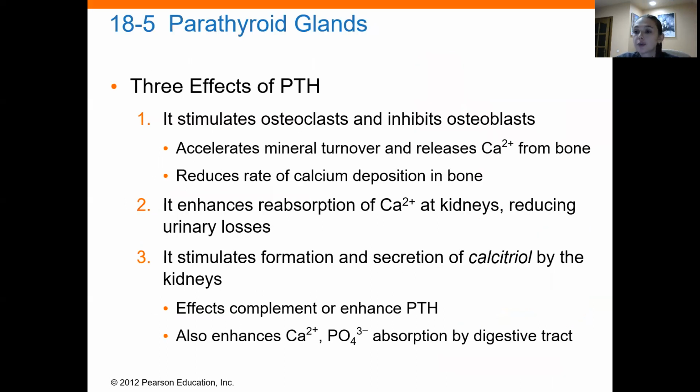What are the main effects of parathyroid hormone? It stimulates osteoclasts and inhibits osteoblasts. As a result, due to the stimulation of osteoclasts, calcium is removed from the bone, and the rate of calcium deposition in the bone is reduced. It stimulates reabsorption of calcium at the kidney, reducing urinary losses, but at the same time, it will increase excretion of phosphates by the kidney.